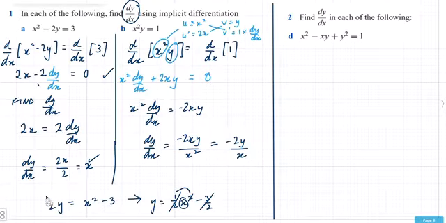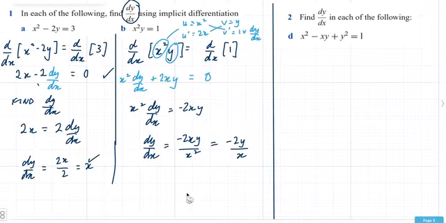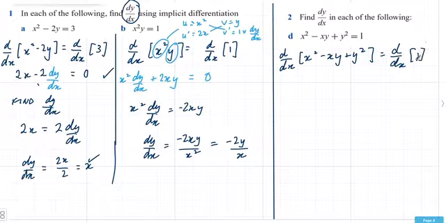So you could have actually just rearranged the equation. And you know, sometimes that's easier, but in the case where x and y are tied up, you often can't do that. So that's why we have to use this idea of implicit differentiation. So the last one on this page, again, first thing we do is differentiate each side.